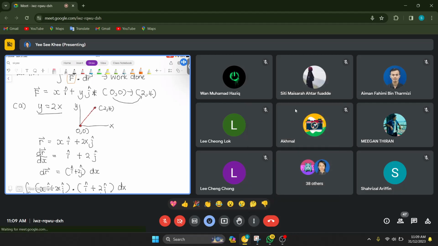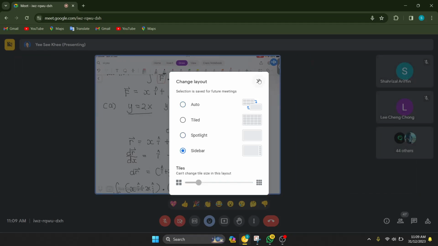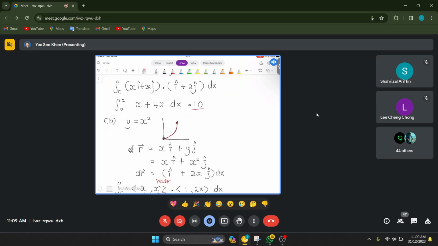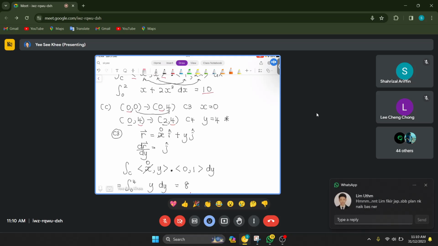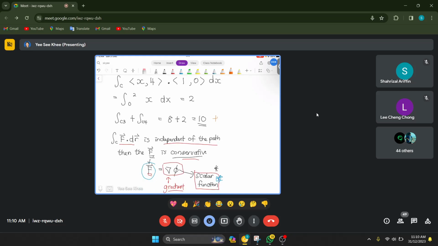For example, in this example I use a straight line as the path, and we do the line integral of the vector field and get one answer. Then this is a quadratic curve, and we do it as usual and get the other answer. If you find that all the paths give you the same answer, that means this line integral is independent of the path. When it is independent of the path, then it is conservative.